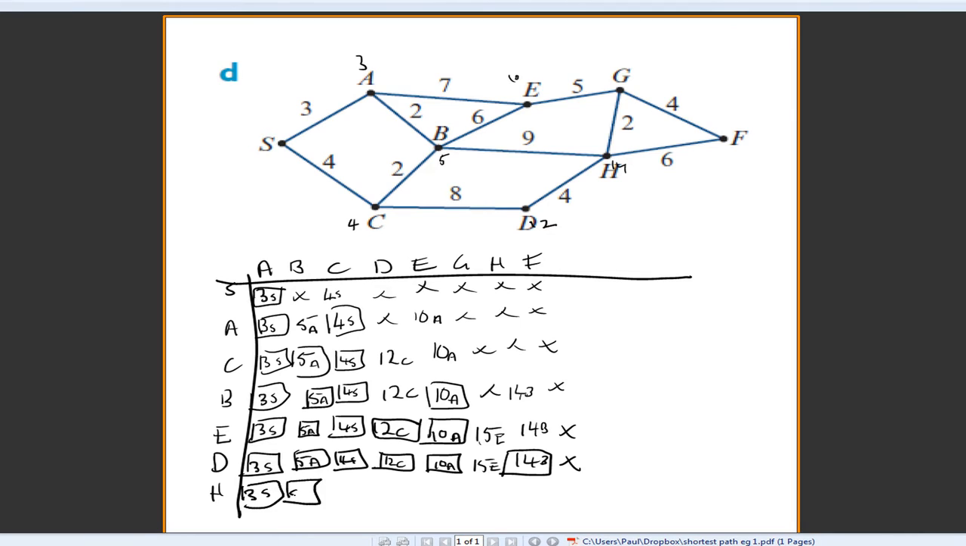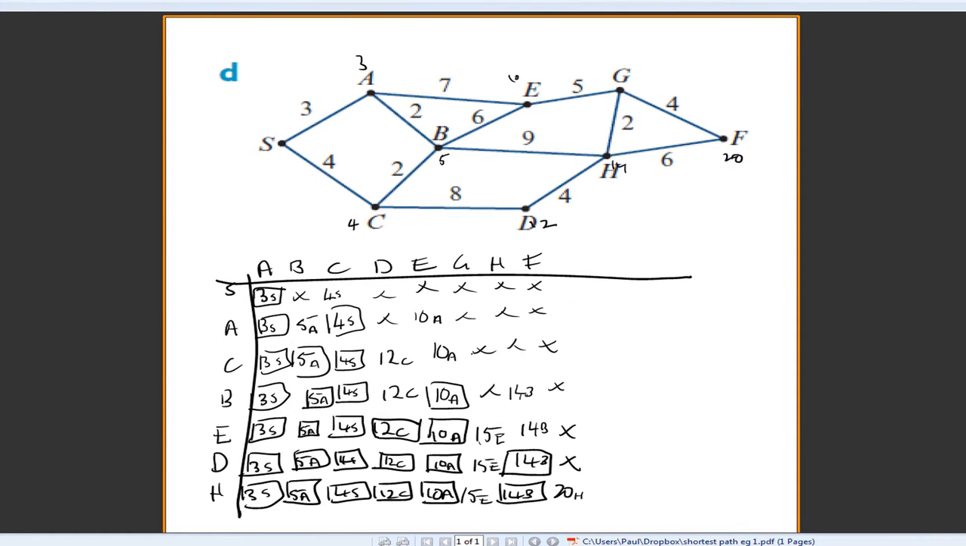It's a bit tedious. 5A, 4S, 12C, 10A. Don't write that one yet. 14B. Alright, now where are we? We're at H. H can go to two places. It can go to F. We're on 14. 14 plus 6 will be 20 to get to F. So we can write down 20 from H. And to get to G will be 14 plus 2, which is 16. G is currently on 15. 16 doesn't beat it, so that stays as it is.